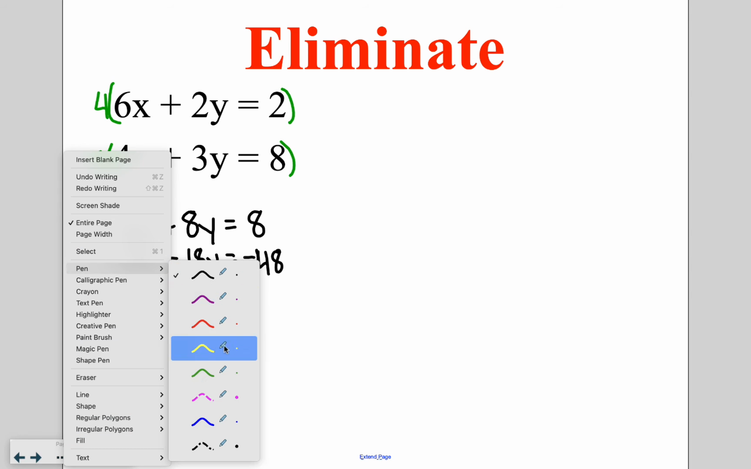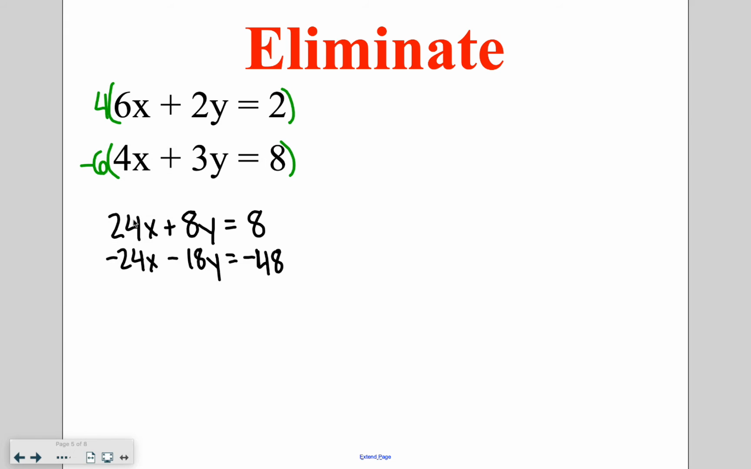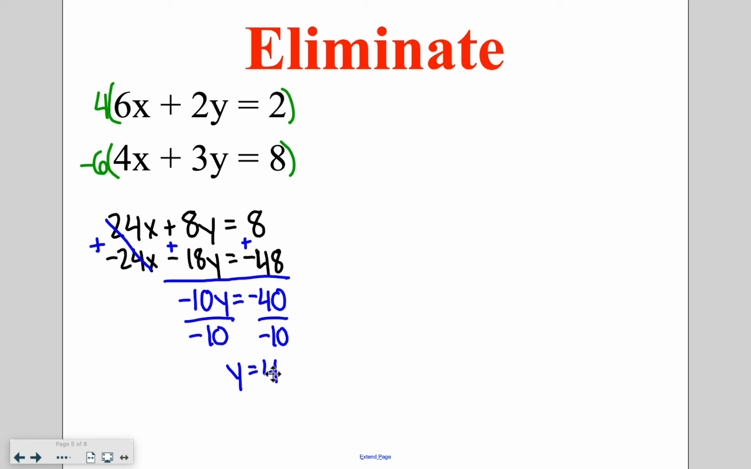So now when I go to eliminate, once again, I am going to eliminate my x's. This time I'm going to do that by addition. 24 plus -24 makes those go away. When I add 8 plus negative 18, I'm going to end up with negative 10y. And when I add 8 plus negative 48, I'm going to end up with negative 40. I can finish solving that by dividing by negative 10 on both sides of my equation, and I find out that y is equal to 4.